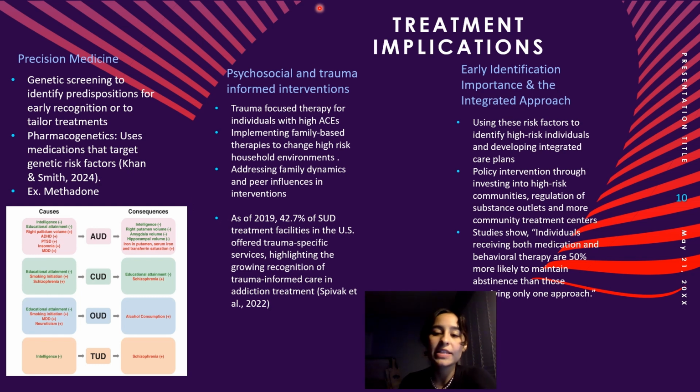And the last, early identification importance and the integrated approach. As we saw with the previous slide, gene and environment interaction is a big deal with these risk factors. So the integrated approach is really important. Using the risk factors to identify high-risk individuals and then developing integrated care plans, policy intervention through investing into high-risk communities, as we saw with the environmental justice study. Studies show individuals receiving both medication and behavioral therapy are 50% more likely to maintain abstinence than those receiving only one approach. There you have it, 50%. So these are the best treatments based on the research.